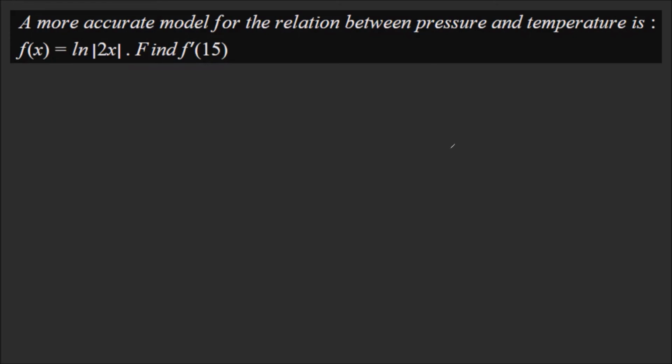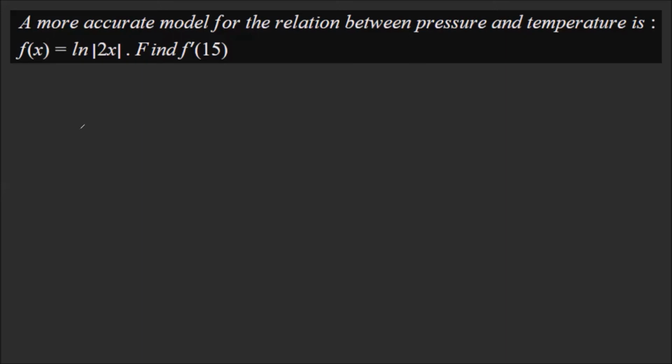But anyways, we're told that a more accurate model of the relationship between pressure and temperature is developed, and it can be modeled as f of x is equal to natural log 2x. Find f prime of 15. Now, this model is totally made up. I just came up with it off the top of my head, and all the data, if there is any relationship, is totally accidental. Anyways, we have to find f prime of 15.